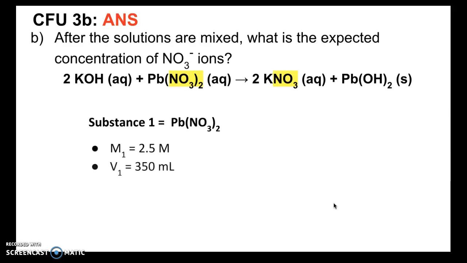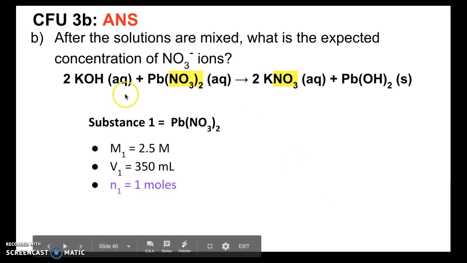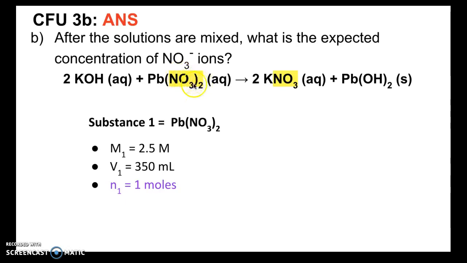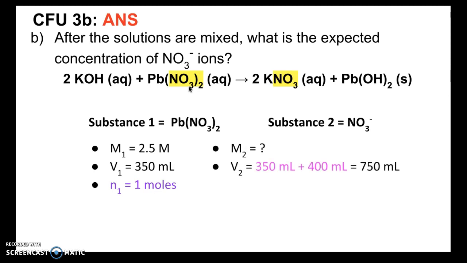I have its molarity, I have its volume. And according to the balanced chemical equation, if I have 1 mole of this, then I would have 2 of the nitrates. So right now I'm looking at lead nitrate. I'm just going to say that that's 1 because that's the entire molecule. Substance 2 is my nitrate, which comes from the lead nitrate. The molarity is what I'm trying to figure out. The volume, we're going to get by adding the volumes of the 2 solutions we mixed together, 350 milliliters of one solution and 400 of the other, and that's how we get the volume.